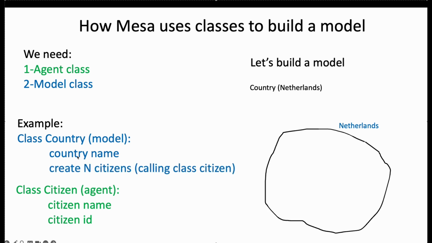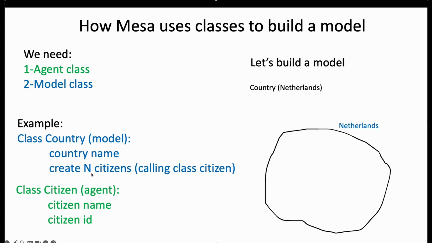So we need the country name, of course, but we also want to create n citizens. And for each time that we want to create a citizen out of those n, we need to call the class citizen, this one. Think about it as, when you arrive at this line, you are going to call this class n times. First time you call it, you create one instance of that class, and you give it a name and ID. You call it another time, and that's another agent, another instance of that class. You give it another name and another ID, and you keep doing this n times.